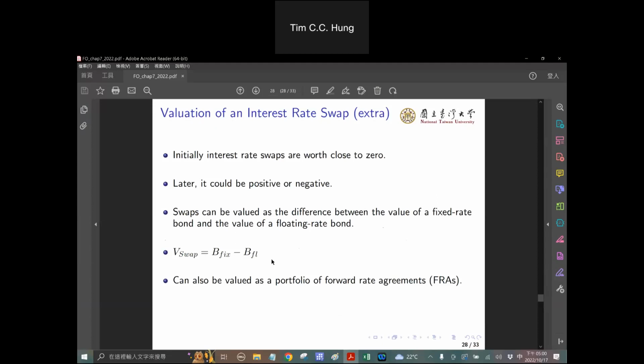Alternatively, it could also be regarded as a series of forward rate agreements. These exchange payments from month 3 to month 6, from month 6 to month 9, and from the 9th month to the 12th month. We can just calculate the net present value of each of these forward rate agreements and then add them. That's how you can do a valuation of a swap. And just like the case of valuation of a currency swap, the two ways will always get you the same answer. If not, then you definitely made some errors during your calculation.